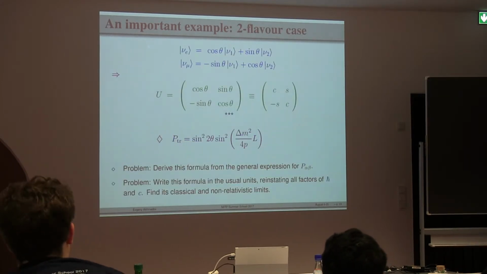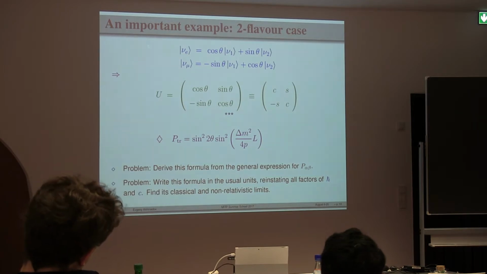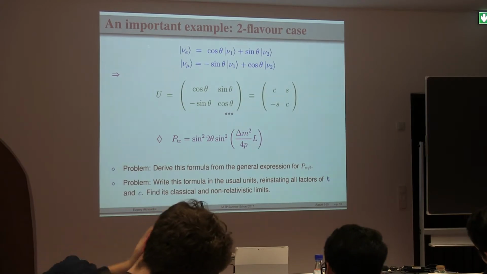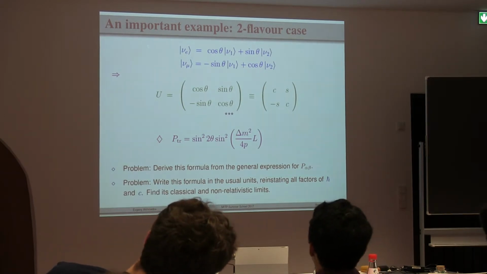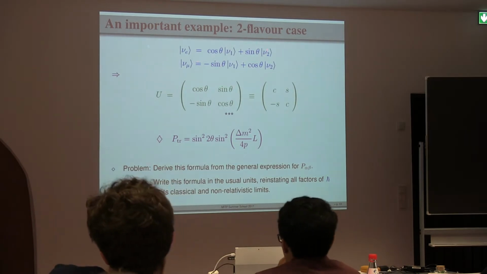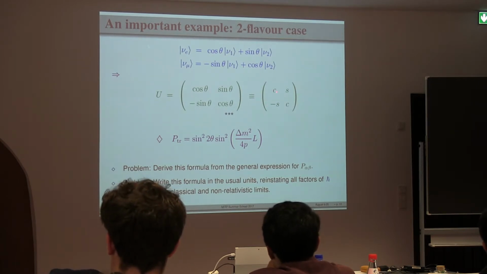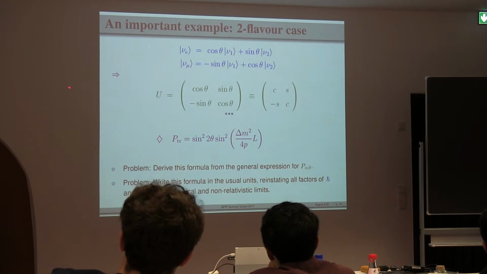Okay, let us, for concreteness, consider the simplest two-flavor case. In this case, the expression for the flavor eigenstate in terms of the mass eigenstates can be written in this way, which means that for the unitary matrix U, which connects the flavor basis and the mass eigenstate basis, I take this form: cosine, sine, minus sine, cosine of the mixing angle, which for brevity I denote by CS, minus SC. This is actually a special unitary case, an orthogonal matrix.